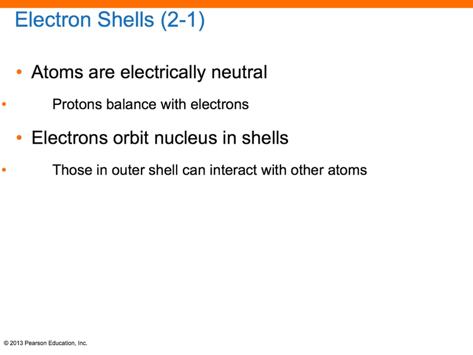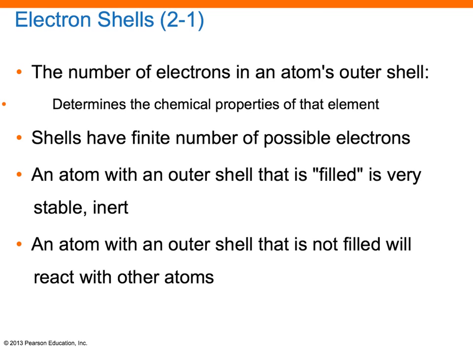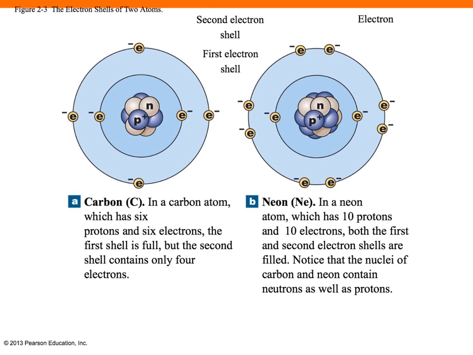Atoms are electrically neutral. There is the same amount of protons as electrons. Electrons tend to orbit the nucleus in shells. Those in the outer shell can interact with other atoms. The number of electrons in the atom's outer shell determines the chemical properties of that element. Shells have a finite number of possible electrons. An atom with an outer shell that is filled is very stable or inert. An atom with an outer shell that is not filled will react with other atoms.